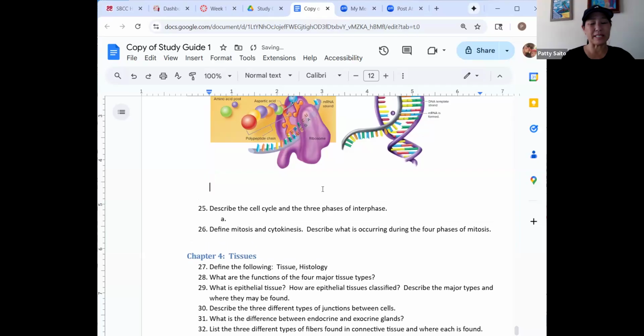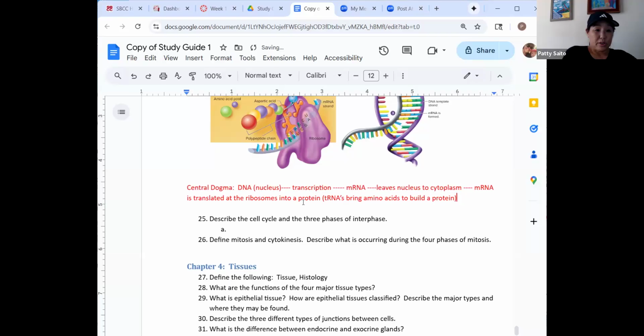And we call it sometimes the central dogma of protein synthesis. Not quite sure where that comes from, but this is the process going from the DNA in the nucleus to a protein. All right, so now this next one, the cell cycle.